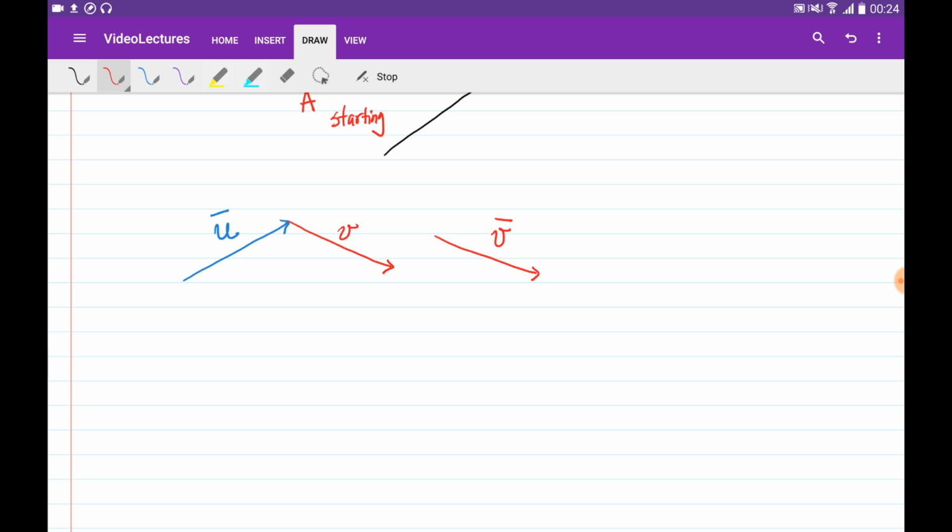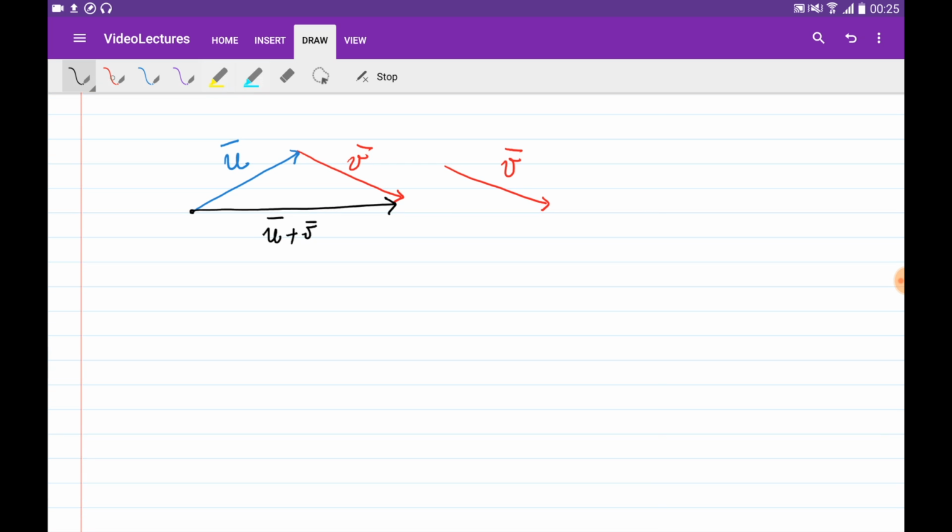This is going to be the V vector, and the third vector, which is the connection between the starting point of the first vector and the ending point of the second vector, is going to be the summation of U and V. It's going to be the U plus V vector. This is how we add two vectors geometrically.